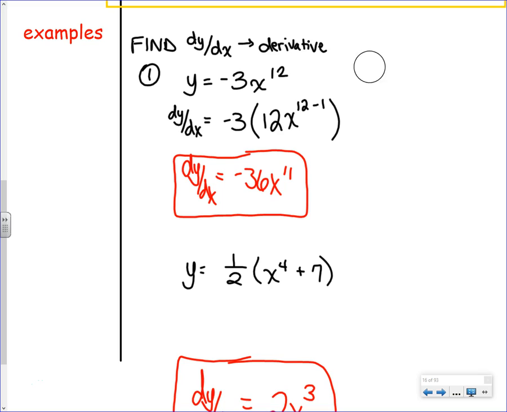Sound good? Okay. How about example number 2? Why is the answer what it is? What rules would we have to use?